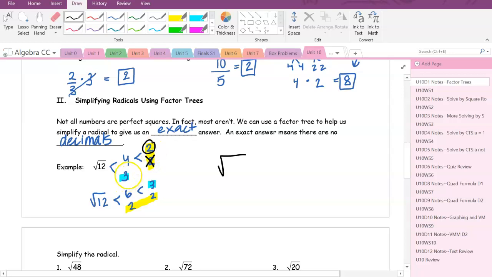Okay, and whenever I see a number that doesn't have a pair, like the 3, I underline it. Anything that's underlined is going to go under the root. Anything that's circled, which is our pair, comes out. And our answer for this is 2 root 3. Okay, so that's how we would actually say it, 2 root 3.